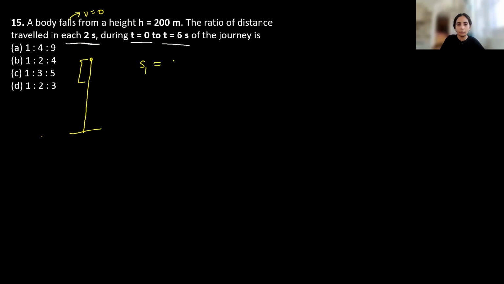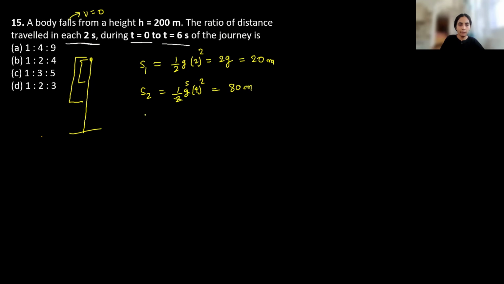And this is equal to half into g into 2 ka square. So that is basically how much? That is going to be 2g. Okay, so that is 20 basically. And S2, let us talk about how much distance it will cover in first 4 seconds. Then we can easily calculate distance covered in 2 second to 4 second, right? So this is half g into 4 ka square. So that is going to be how much? This is your 80, right? So that is going to be 80 meter.